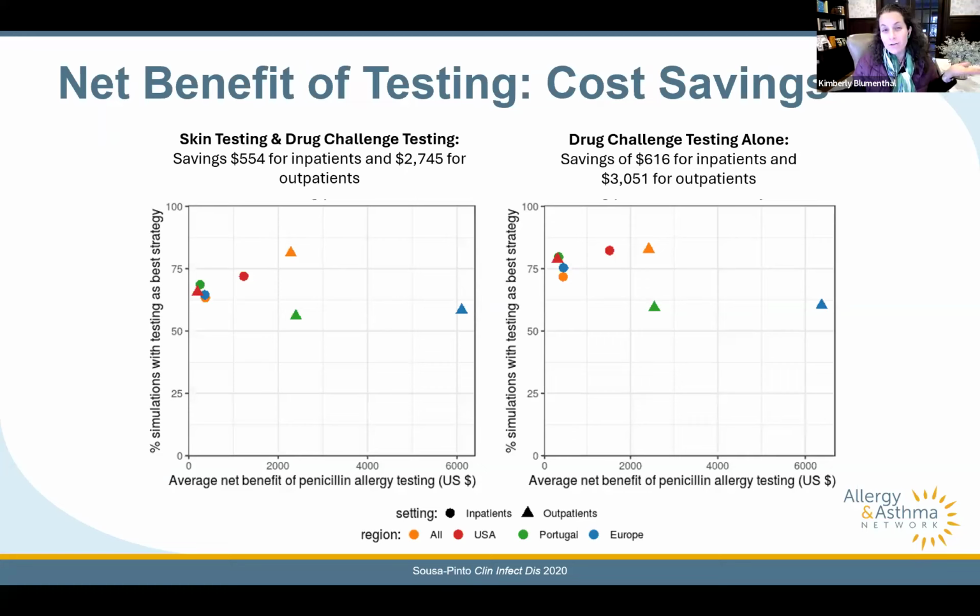And then how much money you save is very dependent on our healthcare system, but it was at least $500 for inpatients and $2,745 for outpatients. And then if we look on the right, this is actually people where we skipped the penicillin skin test, went straight to a drug challenge, the two-step drug challenge, and you save even more money. And you save more money because there's not as much cost to the work involved with skin testing. And still you can see way above that 15%. So most of the time, you're really at 75%. So most of the time, you saved money doing penicillin allergy evaluation in inpatients, in outpatients, across Europe and across the United States.